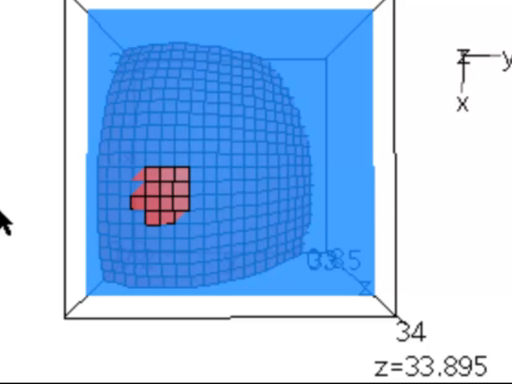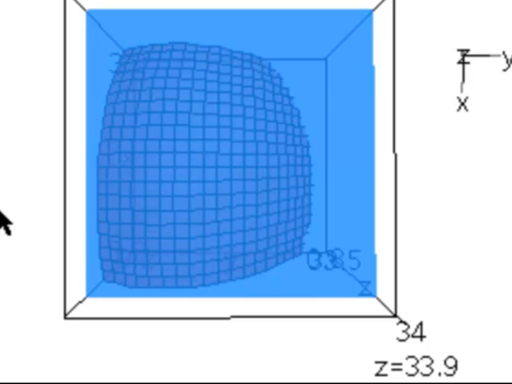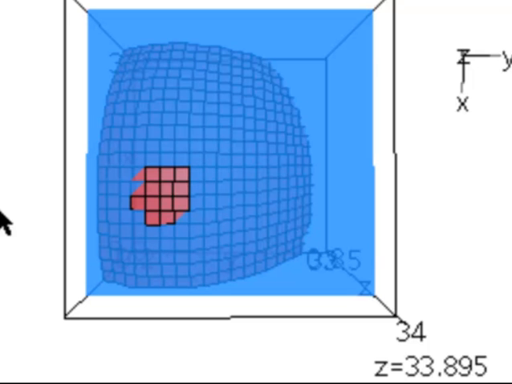Now notice, look at that Z there. It's 33.9 approximately. If we go down a level, it's still 33.9. If we come up one, it's 33.9 itself. So this is ever so slightly less than 33.9. Okay, so we have a very good Z coordinate.